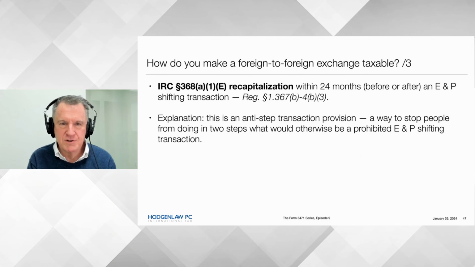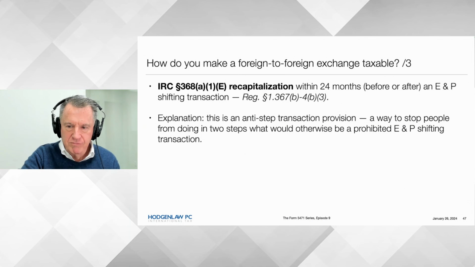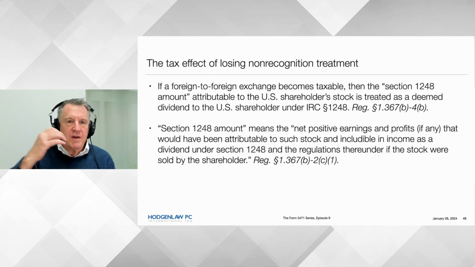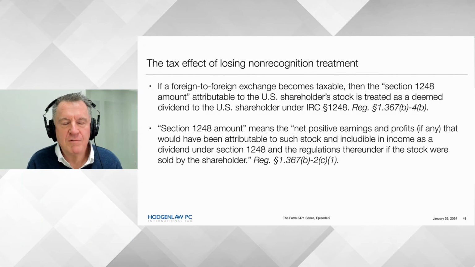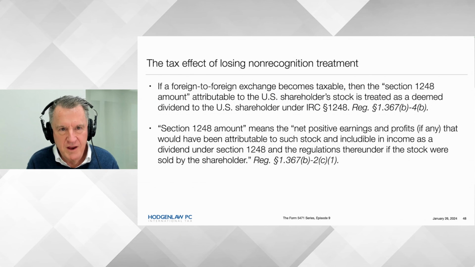So they look backwards 2 years and they look forward 2 years from a 368(a)(1)(E) recapitalization and say, did something bad happen to do earnings and profits shifting 2 years before or 2 years after? If so, gain recognition. The effect of losing the non-recognition treatment is, again, the Section 1248: we're going to shove the untaxed earnings and profits upstream to the shareholder.